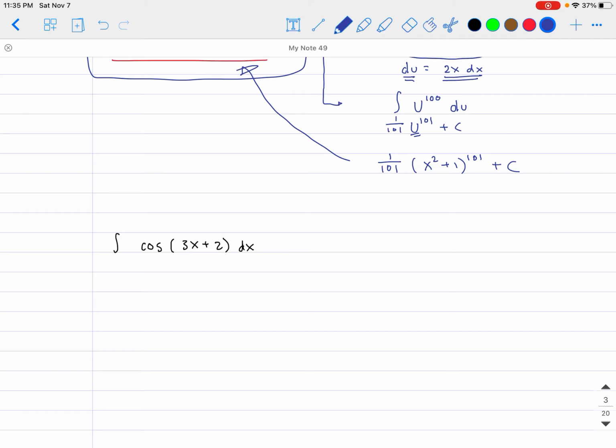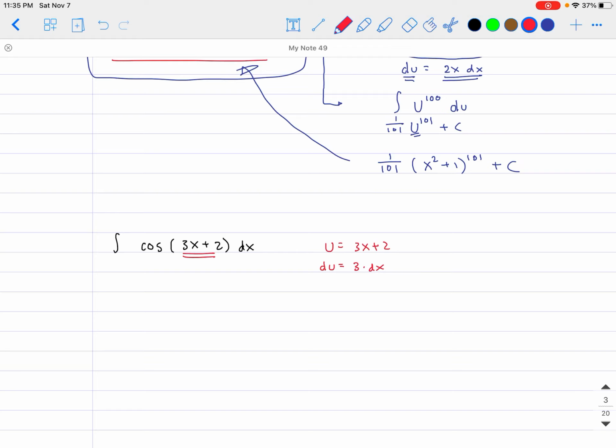Cosine of 3x plus 2, and then I want to take the antiderivative of that. So just like before, we're going to identify the inner function, which is 3x plus 2. We're going to call that u. So u is equal to 3x plus 2, and so du is equal to 3 times dx. Don't forget the dx part on the right-hand side because that is important.